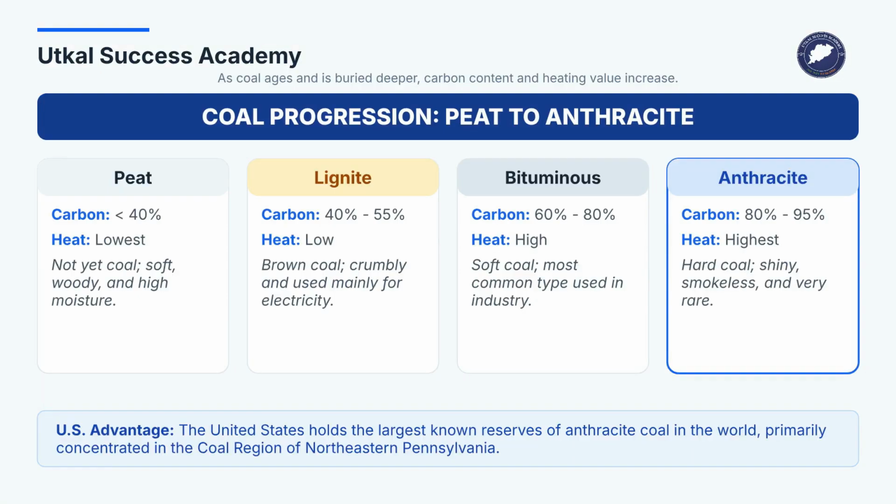The coal progression moves from peat to lignite, bituminous, and finally anthracite. Anthracite has the highest carbon content and heat, and the U.S. holds the largest known reserves.